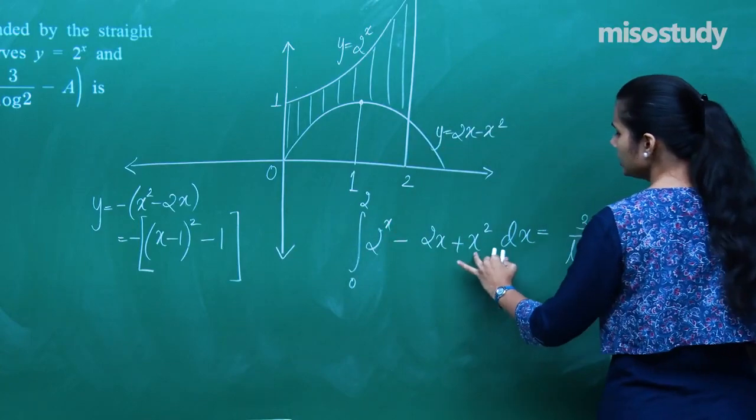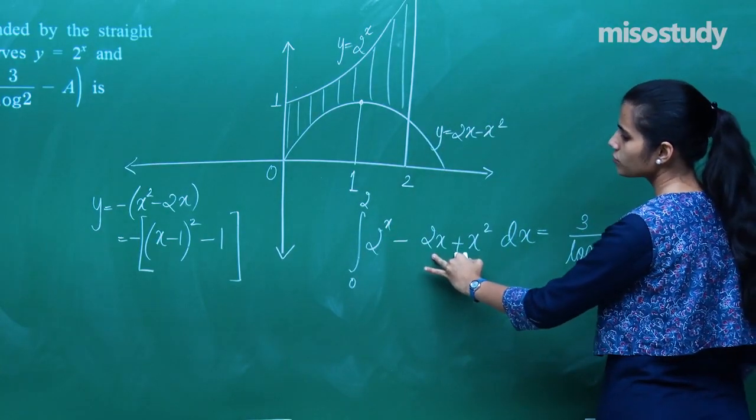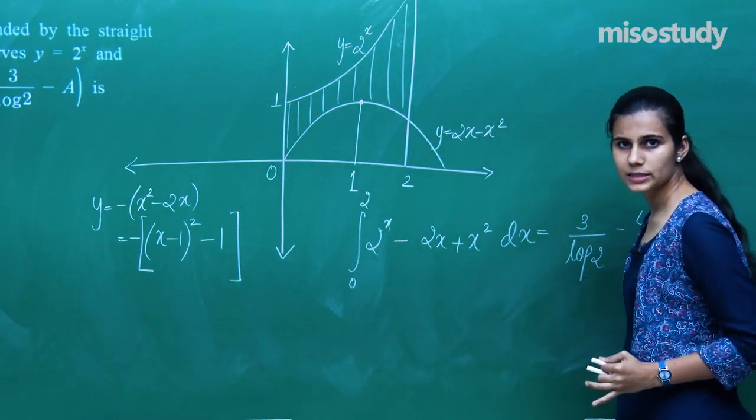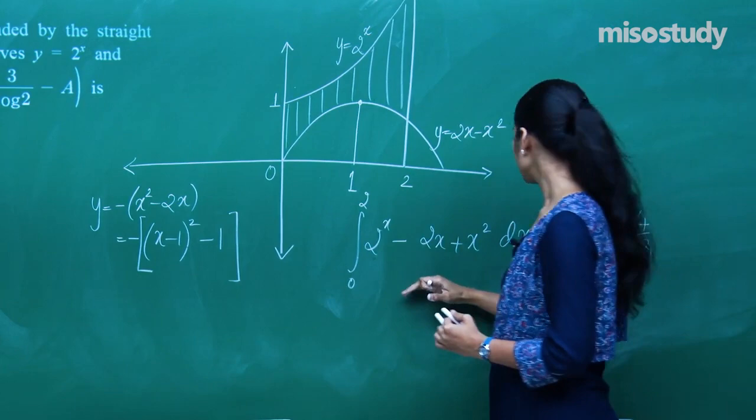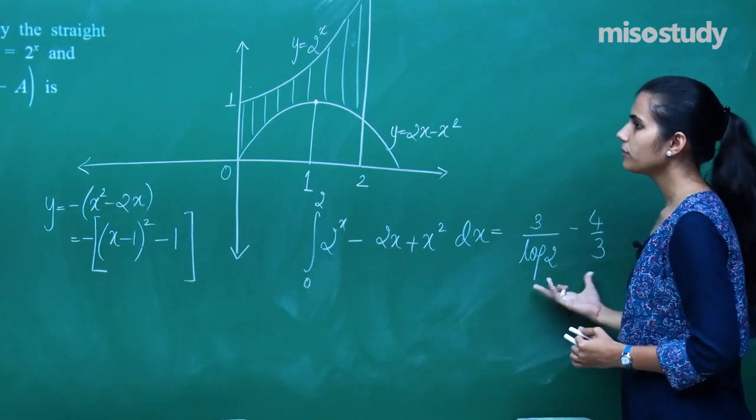Therefore, the moment you get this area, it's pretty simple. This becomes x cubed by 3, this becomes 2x square by 2, and 2 to the power x you know is 2 to the power x upon log 2. Now over here, the moment you have evaluated this, it has come out to be 3 by log 2 minus 4 by 3.